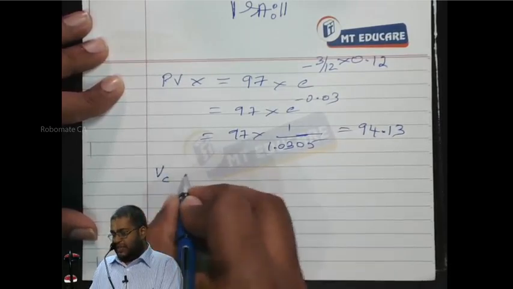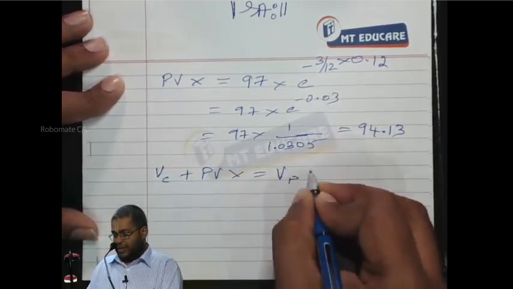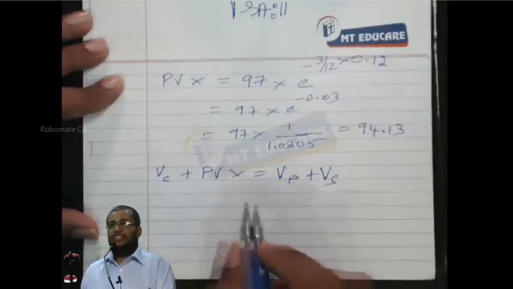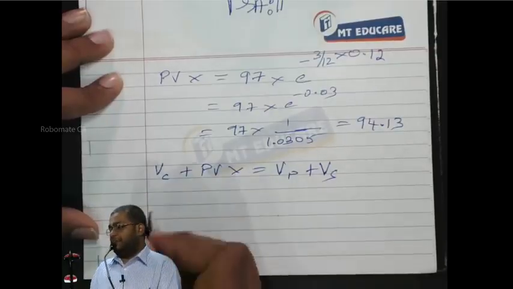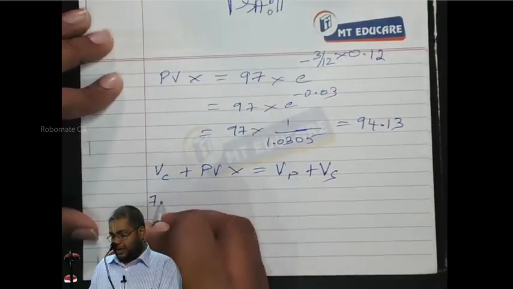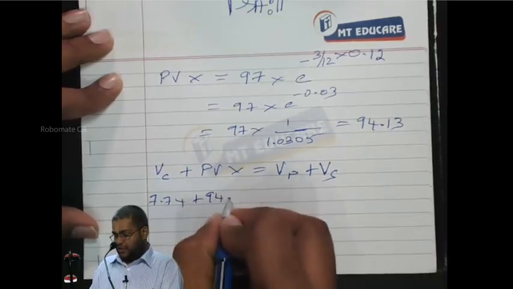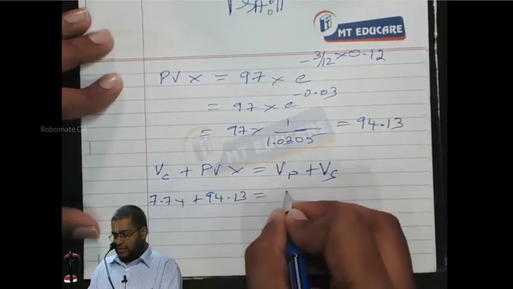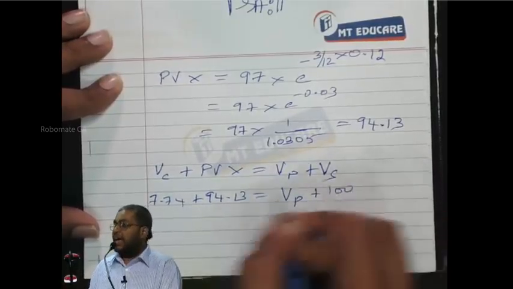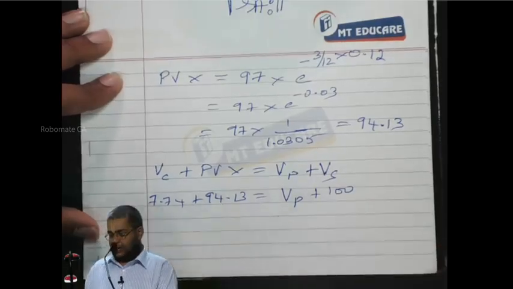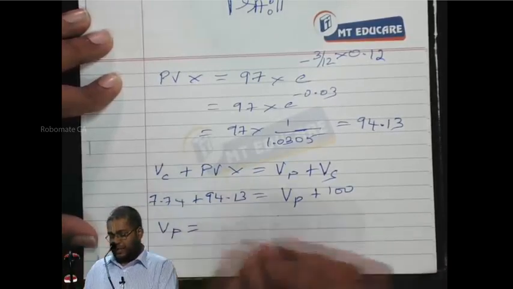Please tell me the equation. What is the equation? VC plus PV of X is equal to VP plus VS. What is the value of the call we found out? Let's see step number 6. What is the number here? 7.74 plus, what is PV of X? 94.13 is equal to VP plus, we have to find out the spot price of the share, 100 rupees. Number correct above? 100 rupees. Rearrange it. I'll get value of the put is equal to, please tell me the net number and tell me.